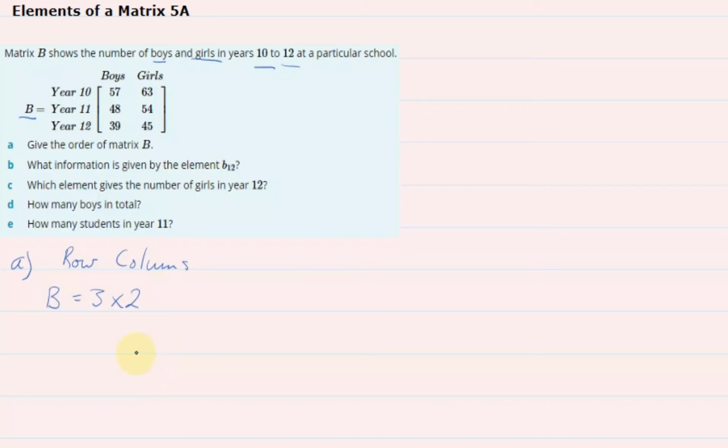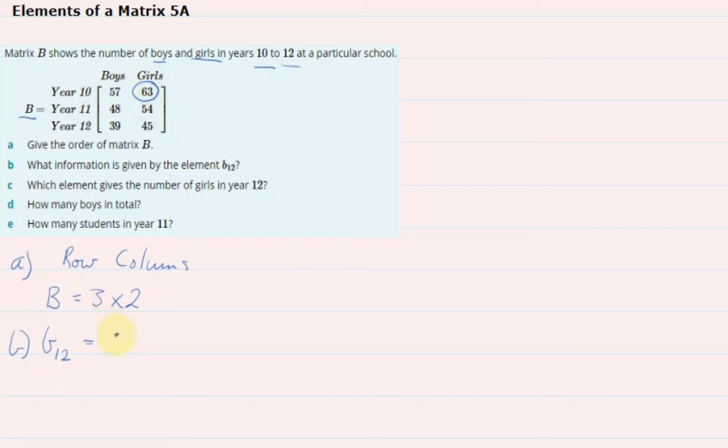Next, part B asks what information is given by element B1,2. Now, this is not B12. B1,2 is simply a row and column, so find that row and column to start with. If we look at B1,2, we're talking about row 1, column 2. Row 1 is our year 10s. Column 2 is our girls, just up there.